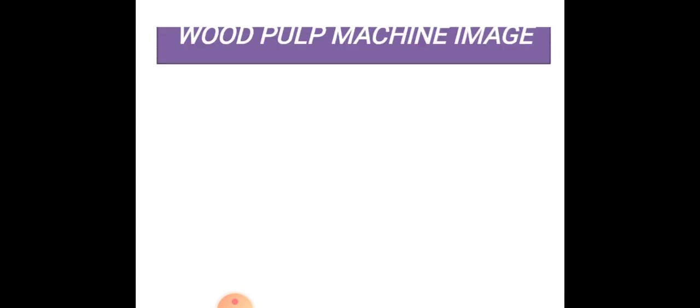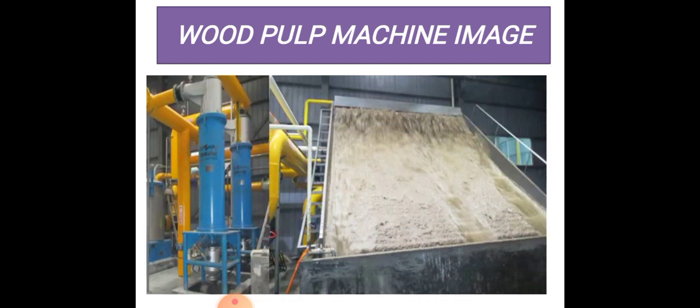And next, let's see the wood pulp machine image. See how you can see this? How the pulp is coming out. This is the machine that is being used. There are so many cylinders as well.